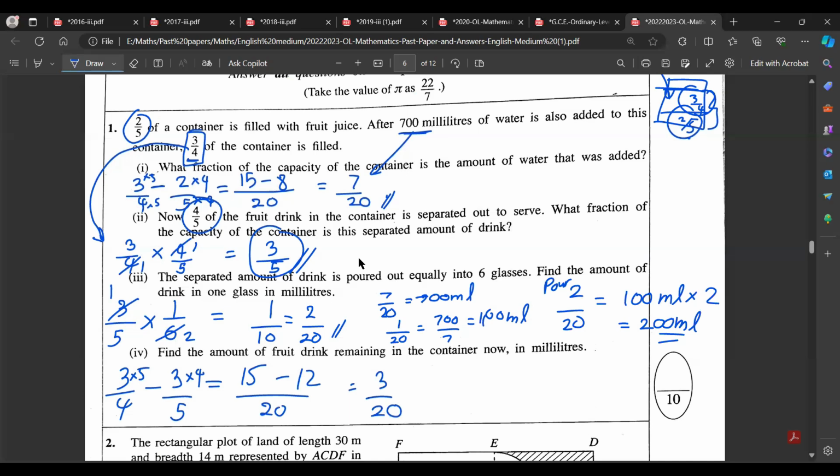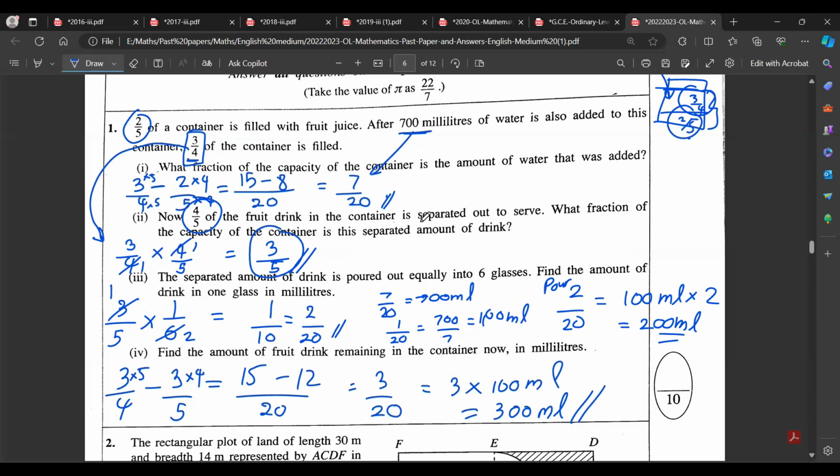You know one part is equal to 100, no? So 3 parts, 3 out of 20, 3 should be multiplied by 100 milliliters. So what is remaining? There are 300 milliliters remaining. They ask for the remaining part. It should be 300 milliliters. This is the previous year question. Okay, you have to do it again. I did it a little quicker. This is something hard, okay?